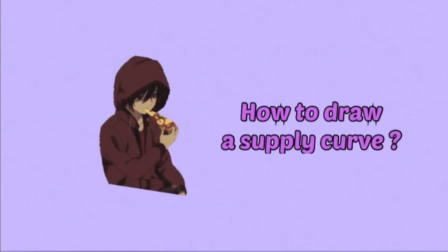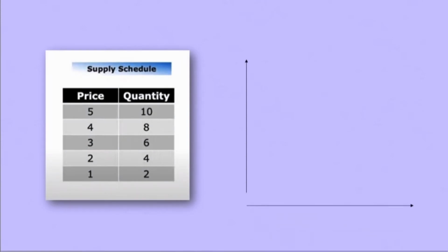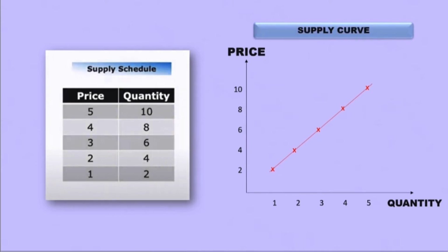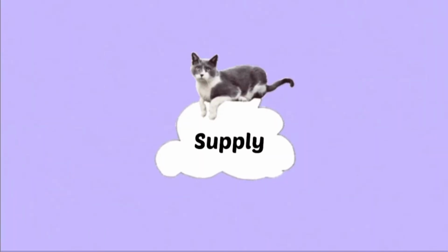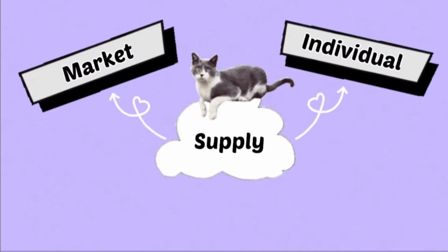Next, how to draw a supply curve. First, we need to plot a supply curve based on the given supply schedule. Then, after we plot the information given, we just need to connect all the intersections. Then, we have a supply curve. There are two types of supply, which are individual supply and market supply.